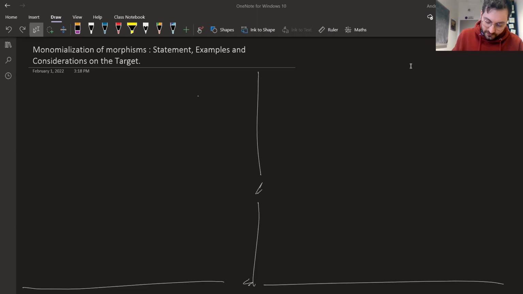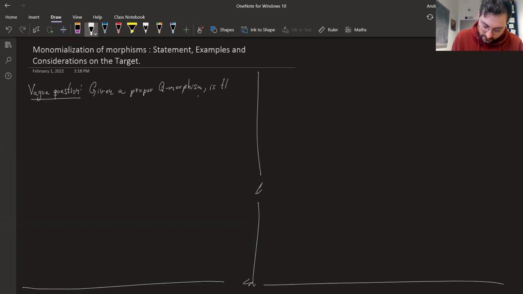So I want to start with a somewhat vague question here that we're going to make precise in a moment. Given a proper Q morphism, is there a resolution of it?